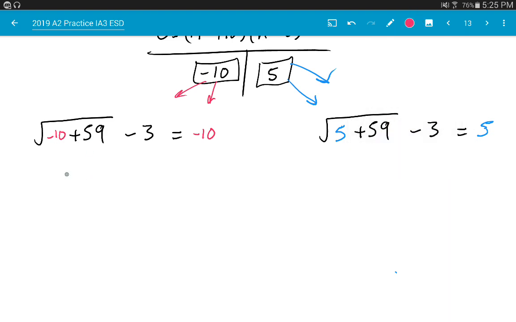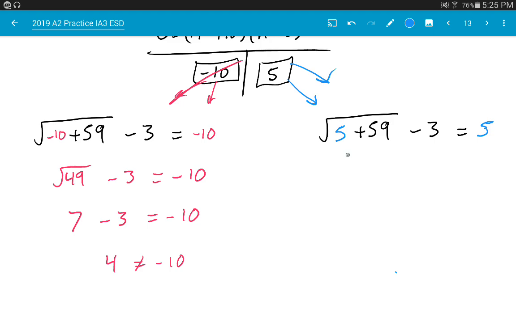Negative 10 plus 59 is 49. Square root of 49 minus 3 equals negative 10. Square root of 49 is 7. So 7 minus 3 equals negative 10. And that is not true. 7 minus 3 is 4, and 4 does not equal negative 10. So it's not a solution.